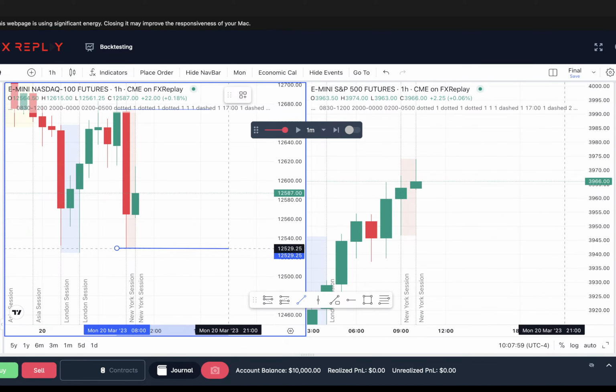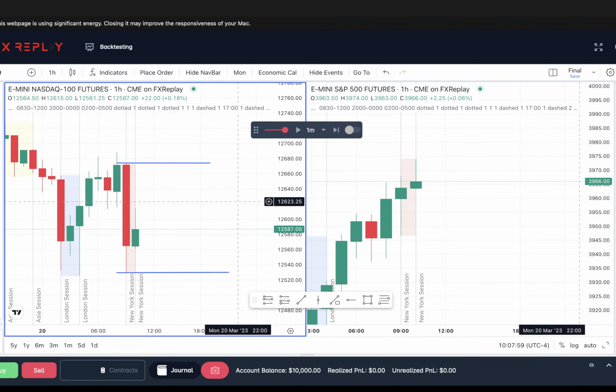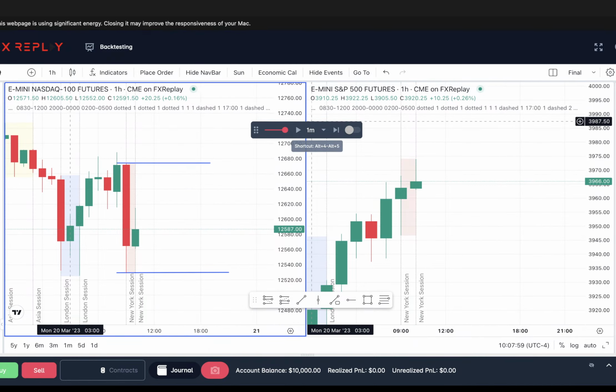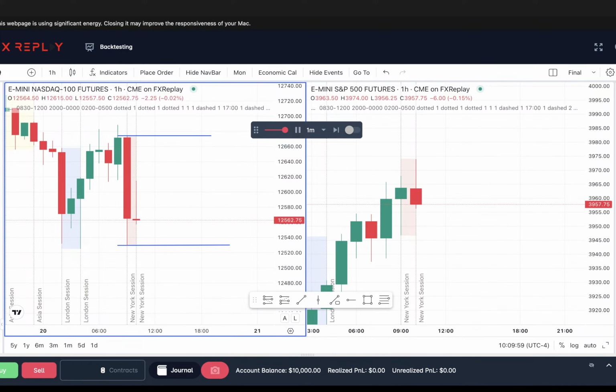When I was doing the ICT Silver Bullet, I was doing the Casper SMC one where I just wait for a fair value gap, the first fair value gap made in the hour, and trade it in that direction. That's what I was doing, and I feel like that worked better than waiting for this.